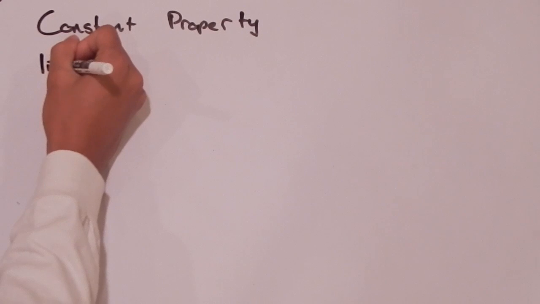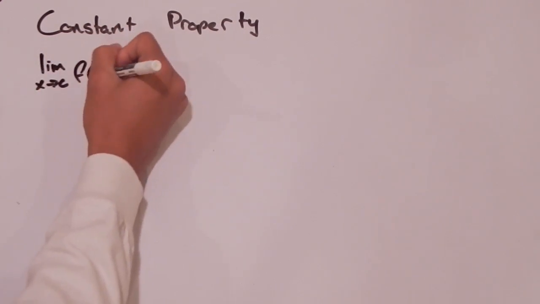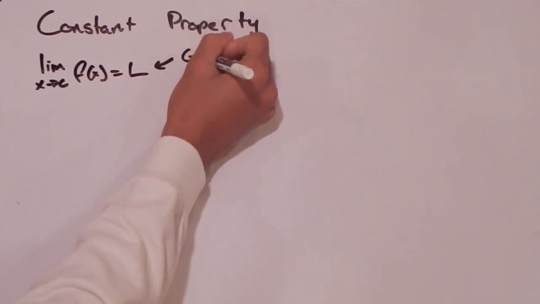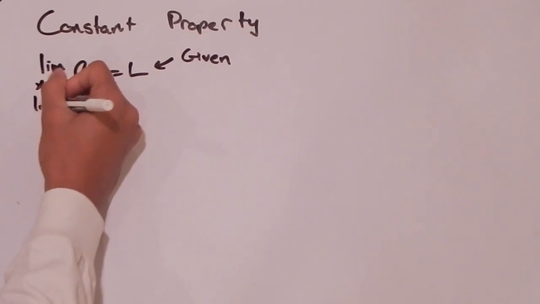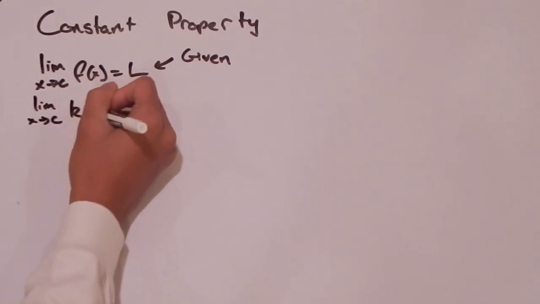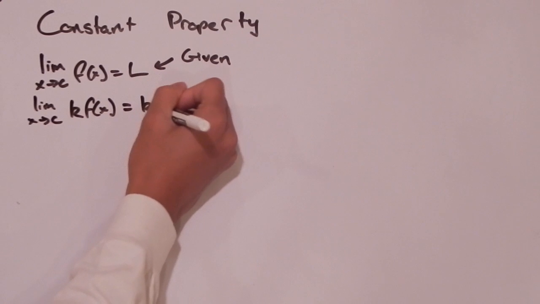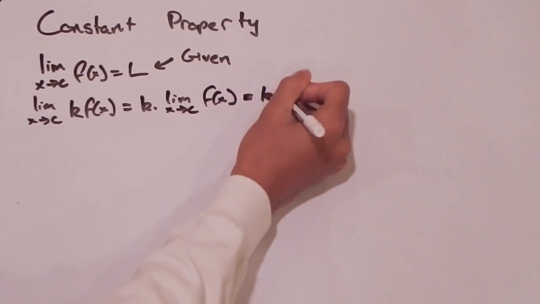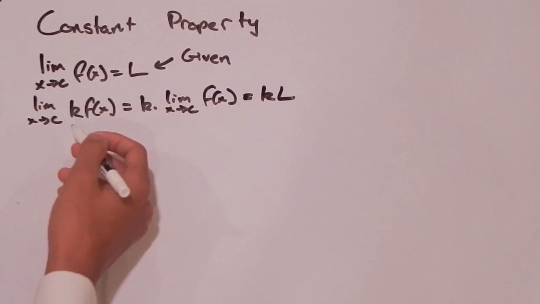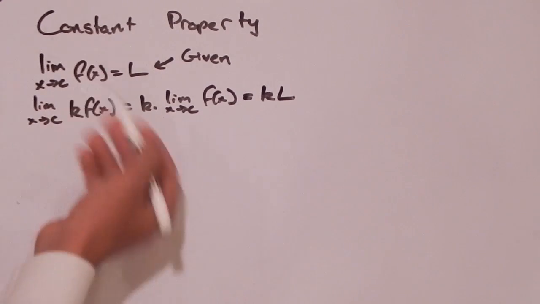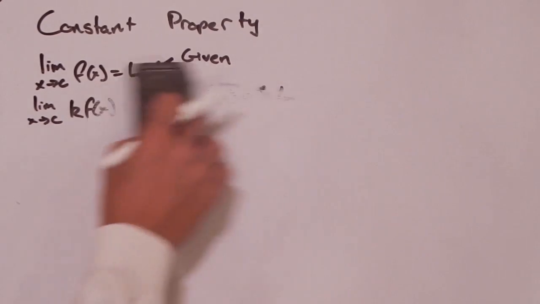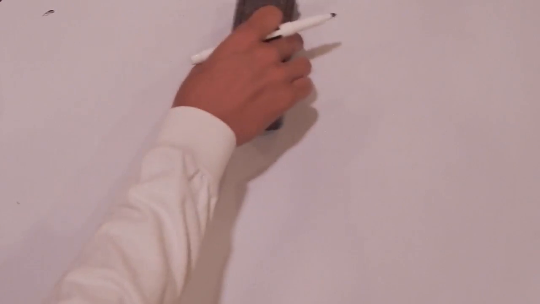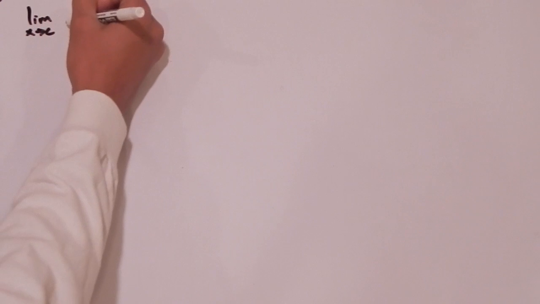So what we're trying to prove is that given that the limit as x goes to c of f of x is equal to L, so this is our given, we want to prove that the limit as x goes to c of k times f of x is equal to k times the limit as x approaches c of f of x, which is going to equal kL. So if you take a look at what that would mean, it is essentially that we can pull constants in and out of limits. So let's go ahead and start our proof. We're going to go ahead and write down our given and go from there. So we know that the limit as x goes to c of f of x is equal to L.